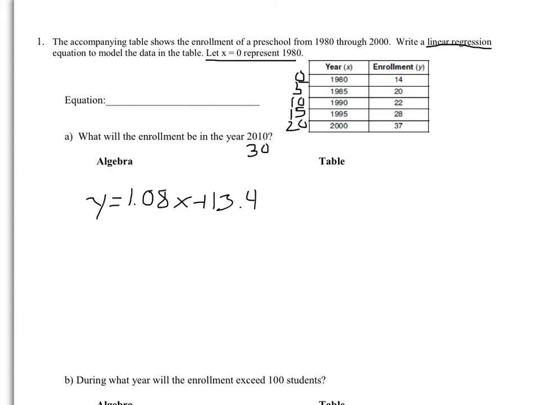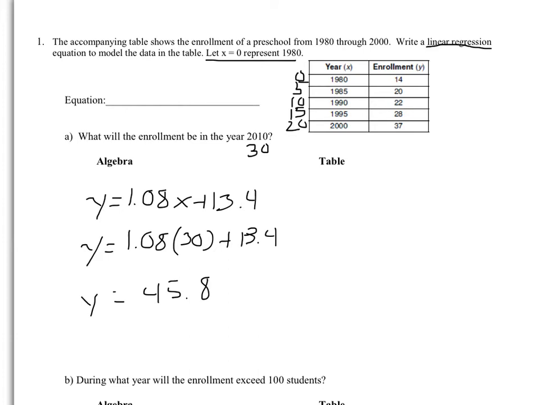Like I said, it's an input value, it's years. So I'd substitute that in for x. When I answer these, it's important that I substitute that value in for the x. So y equals 1.08 times 30 plus 13.4, and that would give me y equals 45.8. So the enrollment for that year would be 45.8.